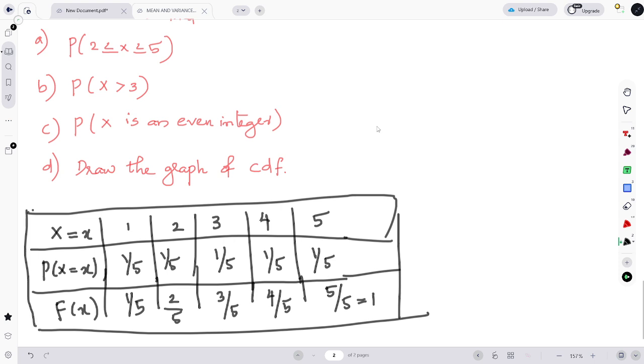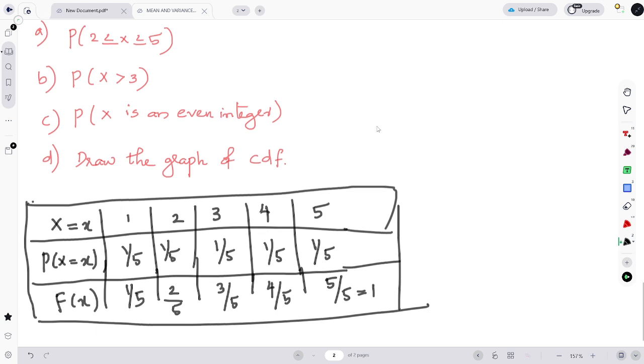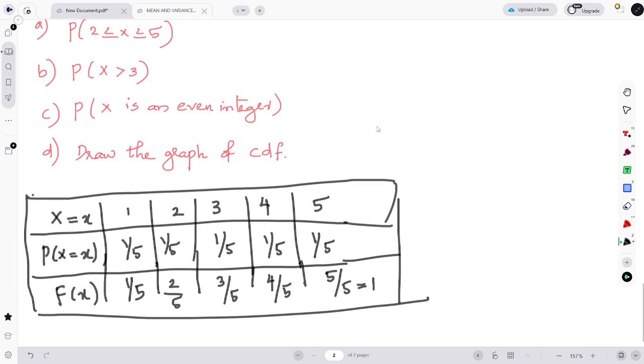From this question you can see that the CDF is the adding up of the PMF. In reverse, the PMF is the subtraction of the CDF. Okay. Now do the first question, P of 2 less than or equal to x less than or equal to 5.